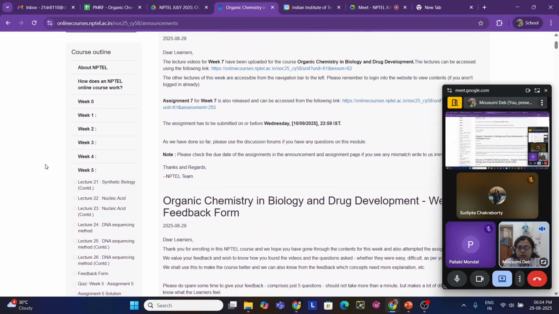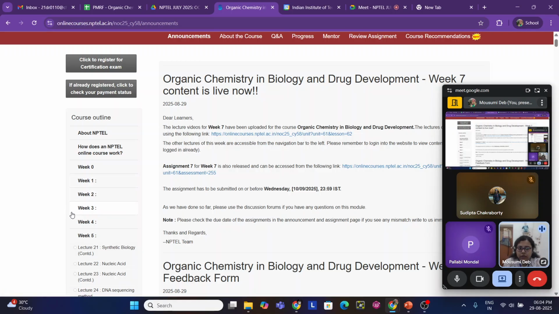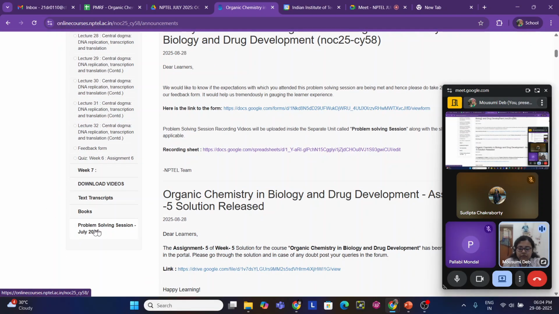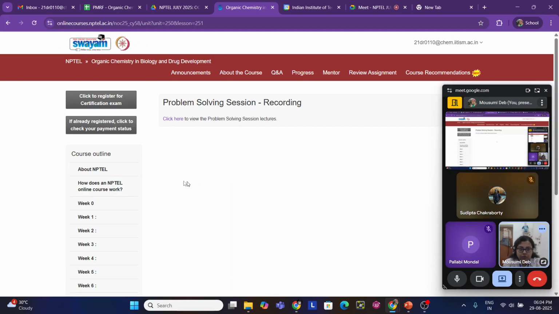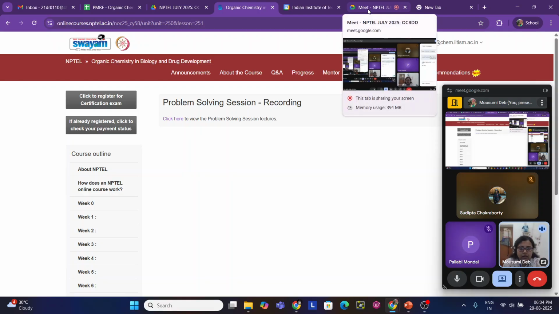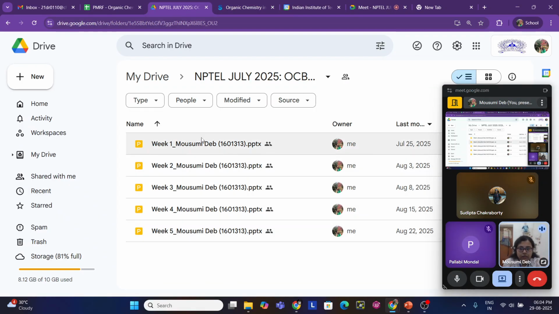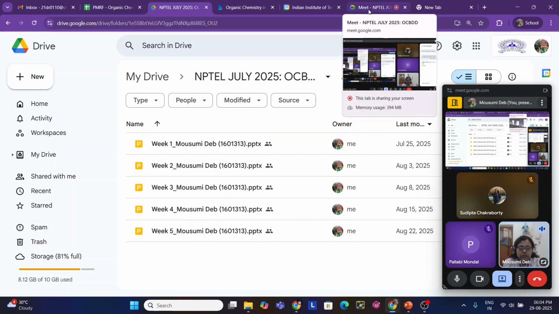In the left panel, you will find the weekly updates. Whatever is posted for a particular week's course content is posted here, and you will find a point written as problem solving session. You have to click on that and go to the problem solving session recording. You will be redirected to a page where you can download the week's PPT from a Google Drive, where all the PPTs are uploaded.